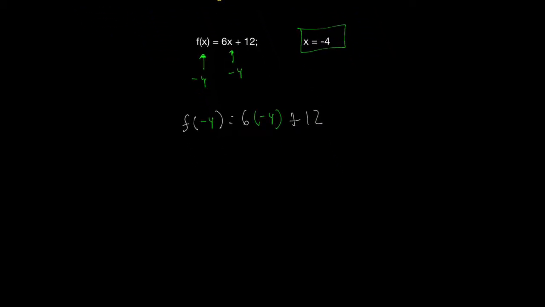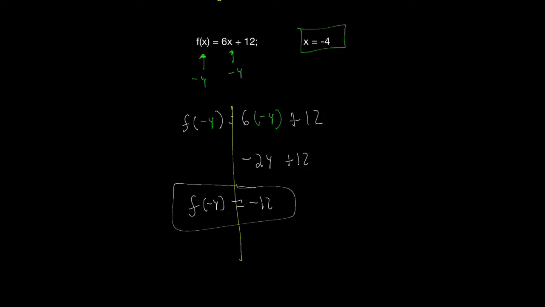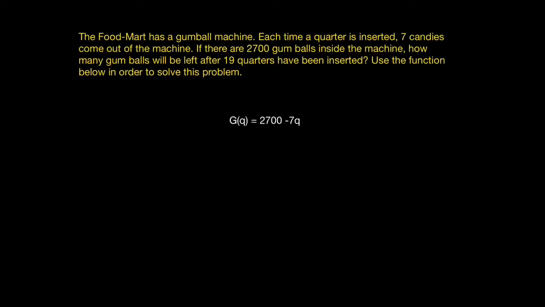Let me split the equation. So I have to evaluate the right hand side. 6 times negative 4, that is going to be negative 24. And we're going to add 12. And then negative 24 plus 12, that's going to give me a total of negative 12. So we get that f of negative 4 is negative 12. Let's do one final example.